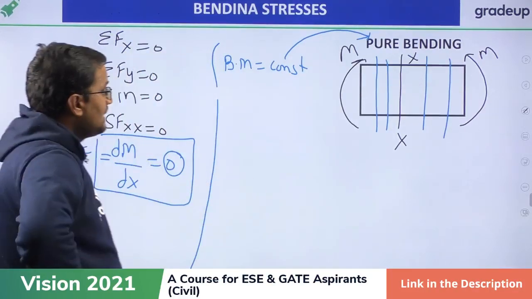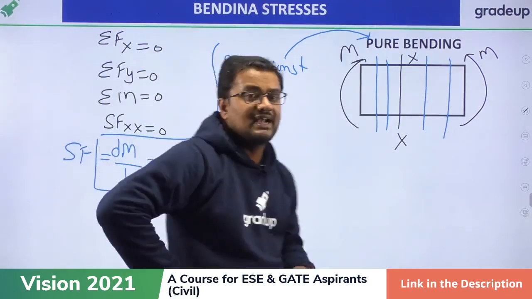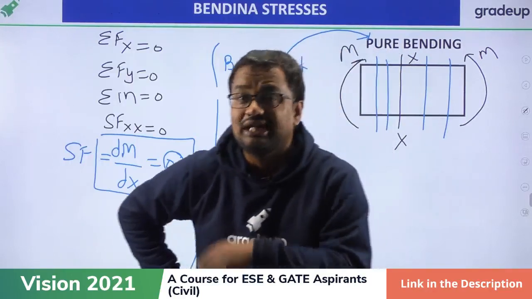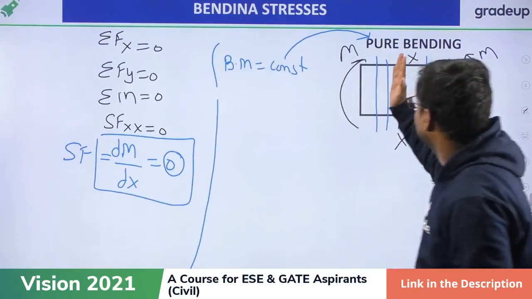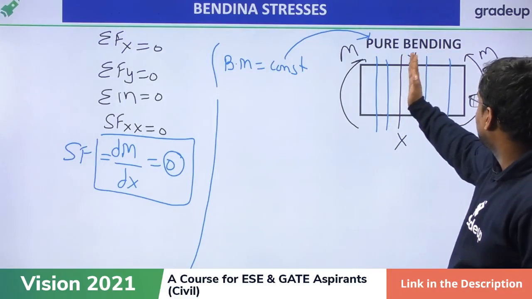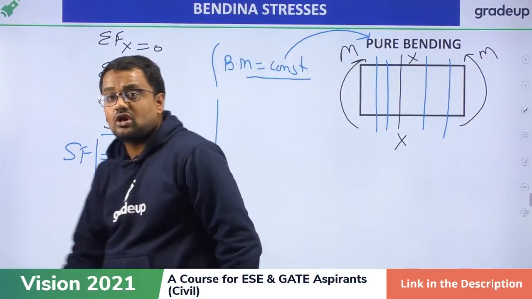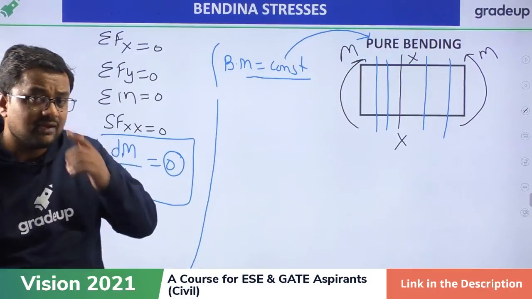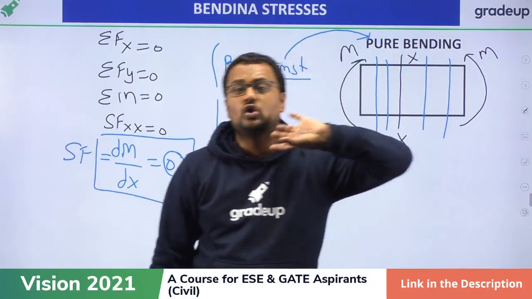Okay, my dear friends, shear force is 0, that means bending moment is constant. Also bending moment is the moment either to the left of the section or to the right of the section. Take any section, either to the left is M or right is also M. So bending moment is constant. When bending moment is constant, my dear friends, then that beam is called in pure bending. So we all know pure bending.